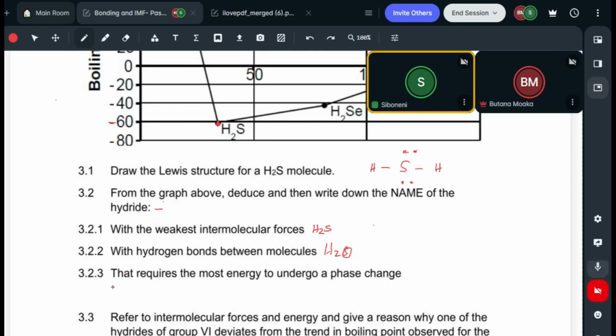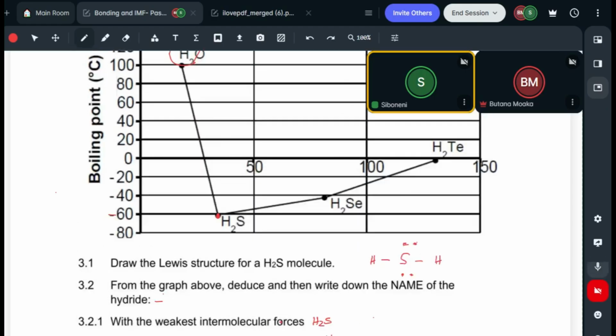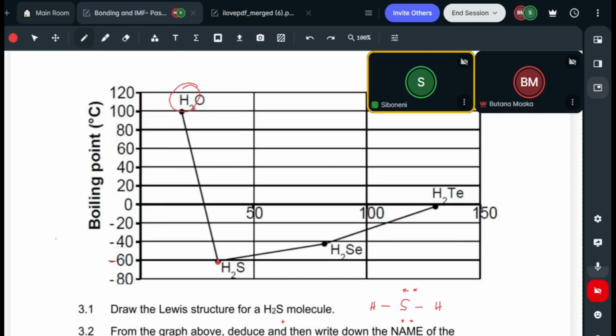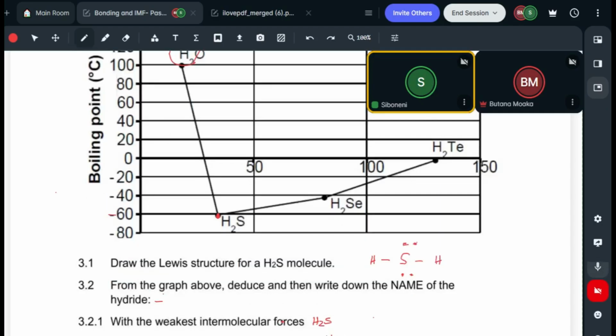So for 3.2.2, that requires the most energy to undergo a phase change. So the trend, if you look at this now, when they say the one that requires the most energy, it is the one with the highest boiling point, okay? I'll go on the graph and look at the one with the highest boiling point. I want to see if you can manage to get this one. Which one has the highest boiling point? H2O. Are you sure it's H2O? Yes, highest boiling point on the graph.